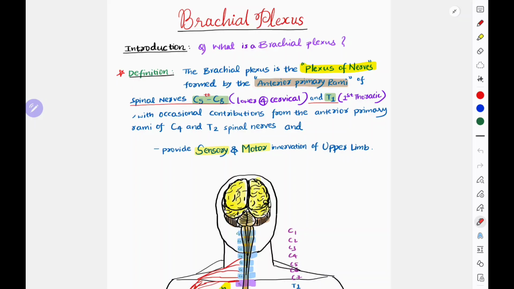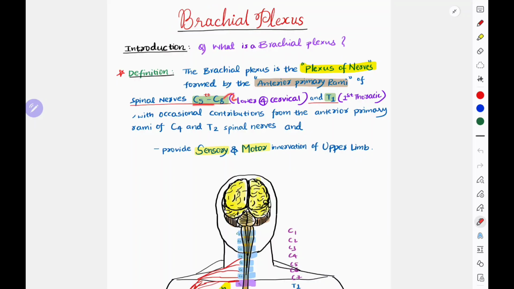Arising from these spinal nerves C5, C6, C7, C8 and T1, these spinal nerves unite to form a network of nerves which innervate the upper limb, so it is called the brachial plexus, because brachium means the arm. They pass through the axilla and innervate the arm and forearm, so the upper limb basically. So the name brachial plexus has been termed.